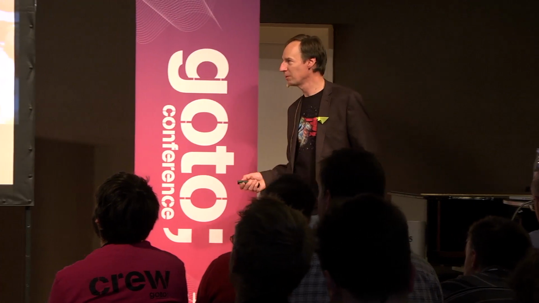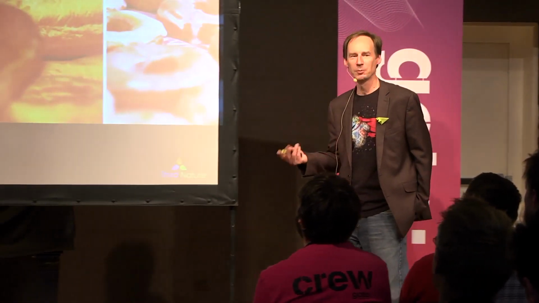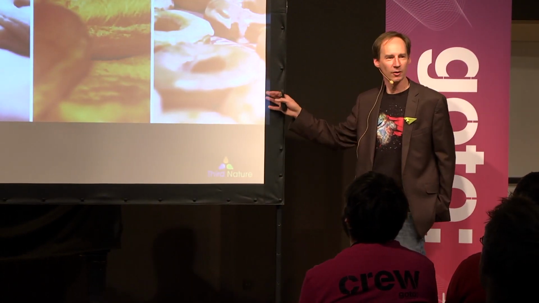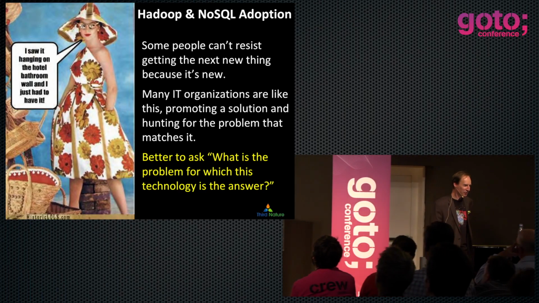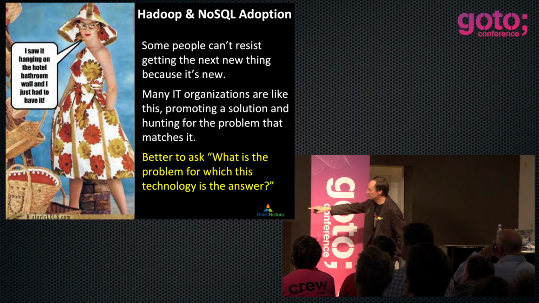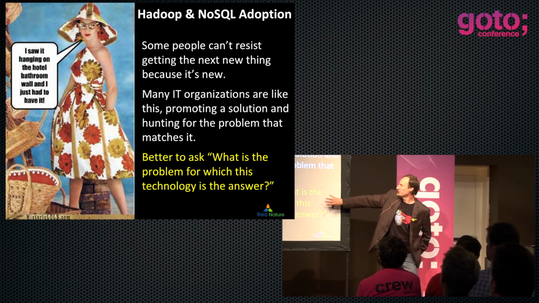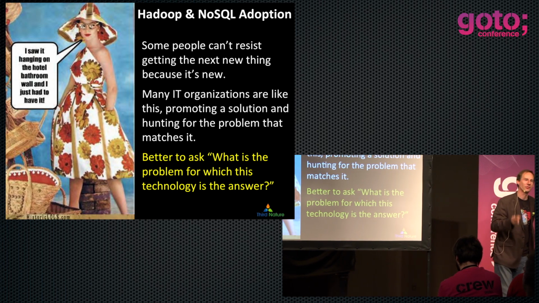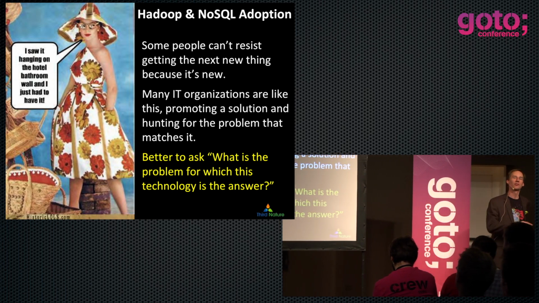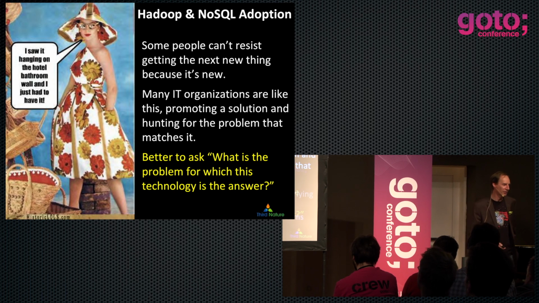So you have a food supply chain kind of a thing going on where some people need the raw grain, some people make dough, some people just want to eat donuts. Those are your executives, by the way. And so what you really have to ask is this question: what is the problem for which this particular thing is the answer? And the answer is always, it depends. There's nuance here, and so you have to think like a designer.